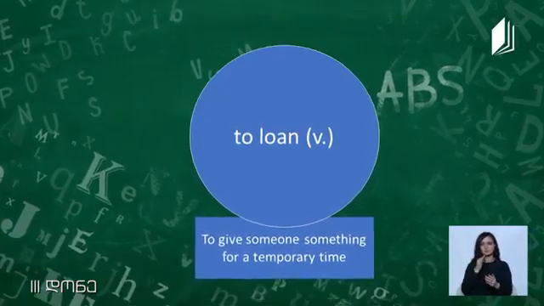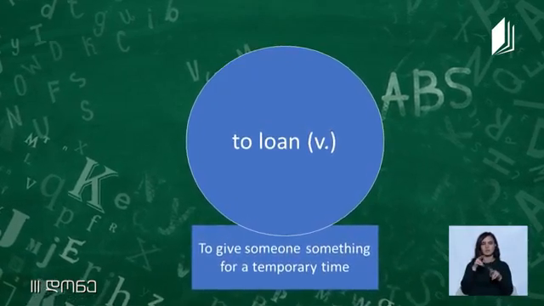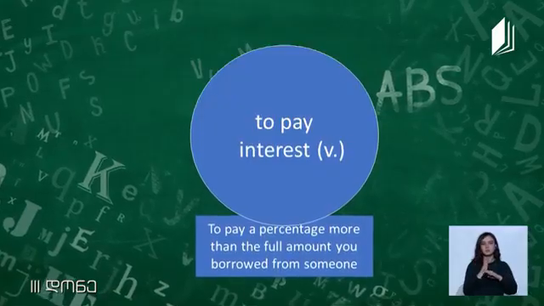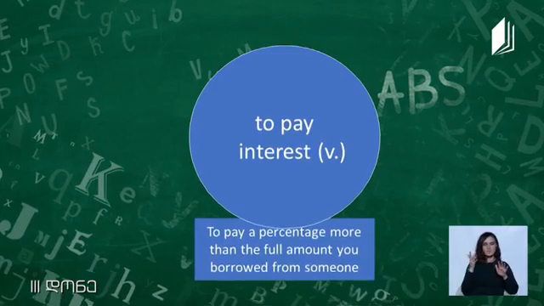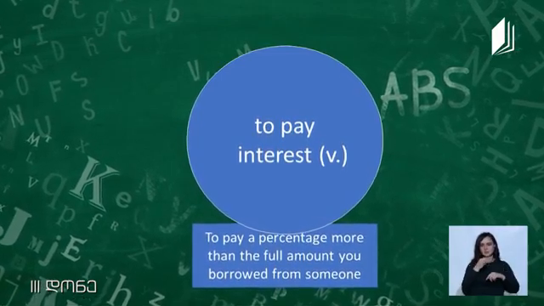Next, we have to loan. To loan means to give someone something, usually money, for a temporary amount of time. Following up on more economic terms, we have this phrasal verb, to pay interest, and that is to pay a percentage more than the full amount that you borrowed from someone when you pay it back to them.